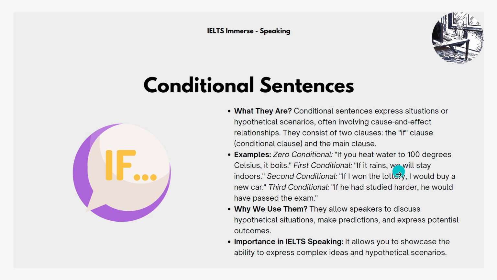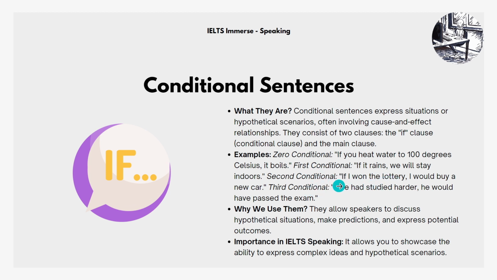Now, will could be replaced by any other type of modal verb. Now, modal verbs are words like could or can, might, may, will. If it rains, we might stay indoors. So there's an element of possibility. We might do it. It's not 100%. 0 conditional, it's more certain. First conditional, there are things that are left to chance.